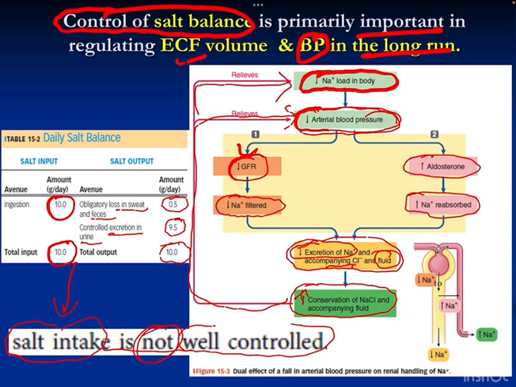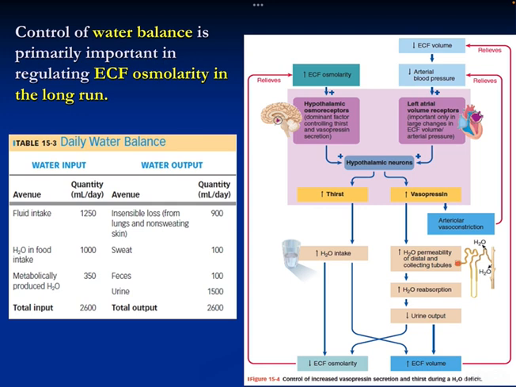So with the decrease in sodium load, there's an increase in sodium conservation, along with an increase in the fluid. So this is how the sodium load controls the extracellular fluid volume. Now the next is water balance, which is of primary importance for maintaining or regulating the extracellular fluid osmolarity, and which controls the cell size.